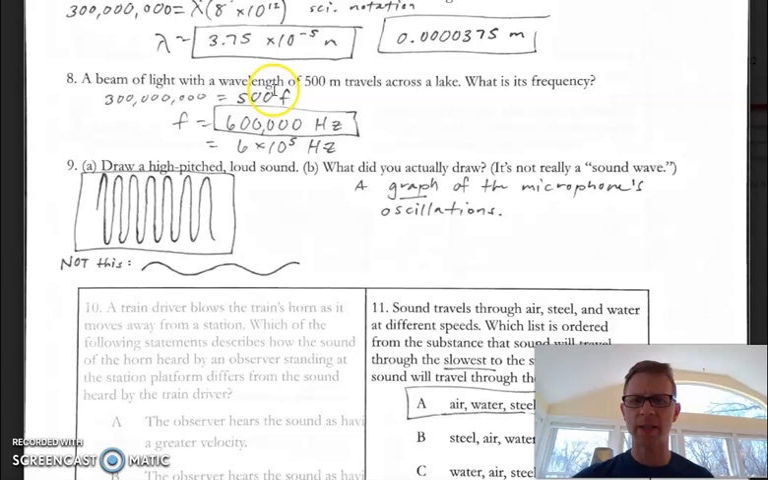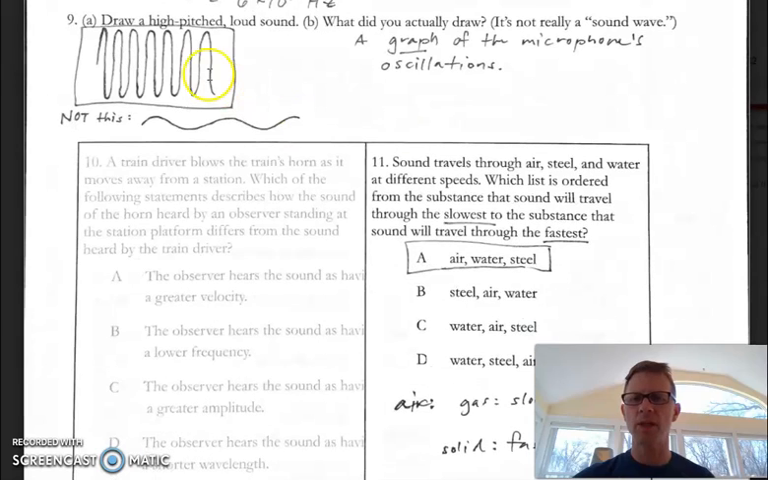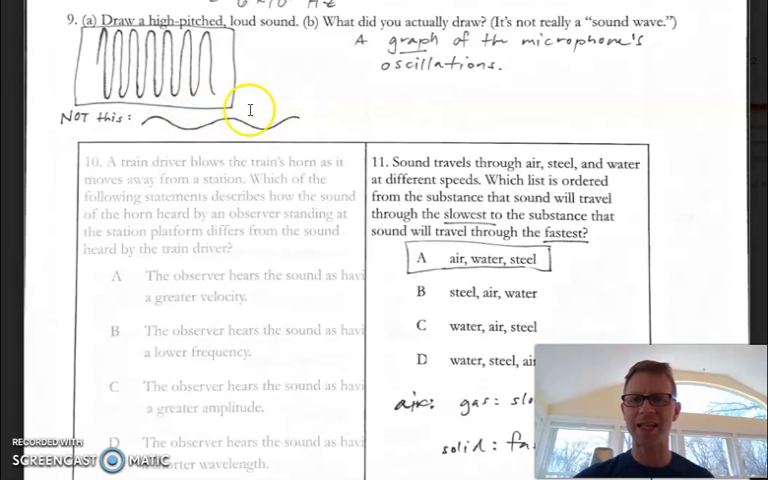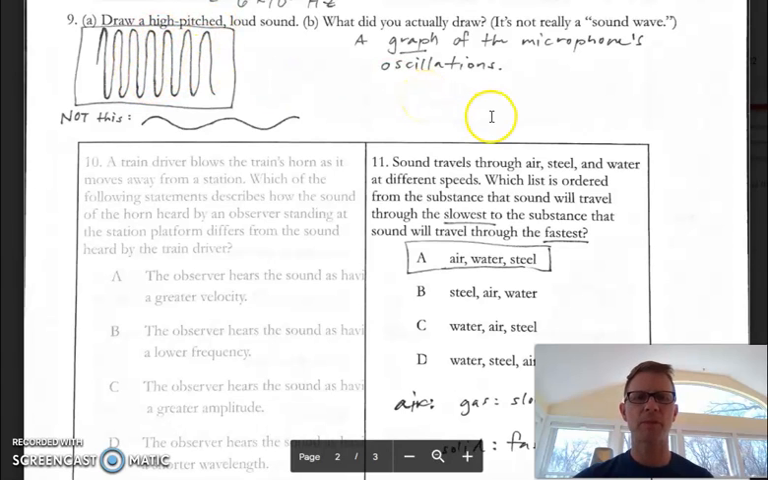In this case, you were given the wavelength. Divide both sides by 500, get 600,000 hertz. If a sound is high pitched, you want there to be a lot of wavelengths in a short space, not to be confused with this. This is not very many wavelengths, and the amplitude's really low, so it's not a high energy sound, so it's not loud. This would be much louder because it's got a greater amplitude.